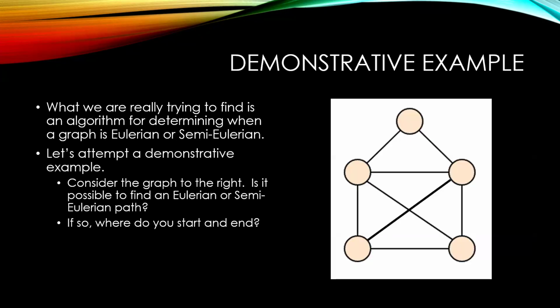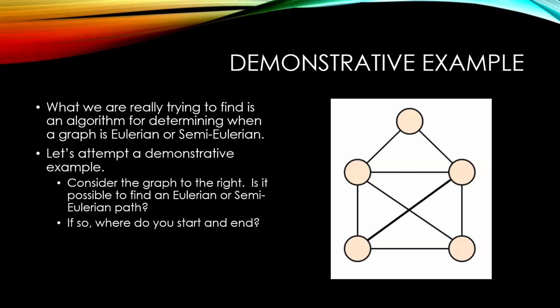And that one's a little harder. So let's do an easier version to try and demonstrate what's going on and see if we can come up with some ideas to how we can solve it. And so consider this example. This is one most folks have sketched at some point or another. Is it possible to find an Eulerian or semi-Eulerian path? And if so, where do you start and end?